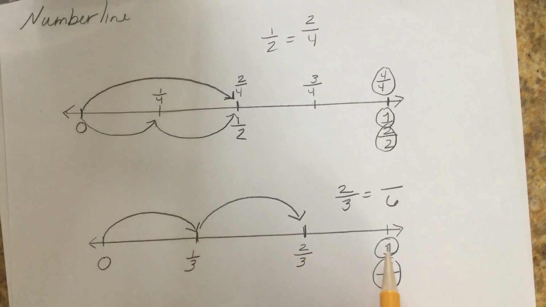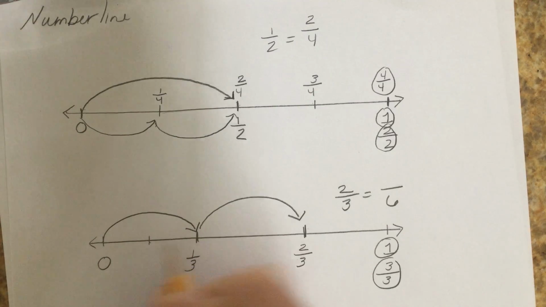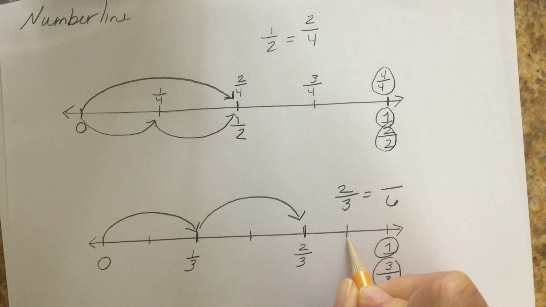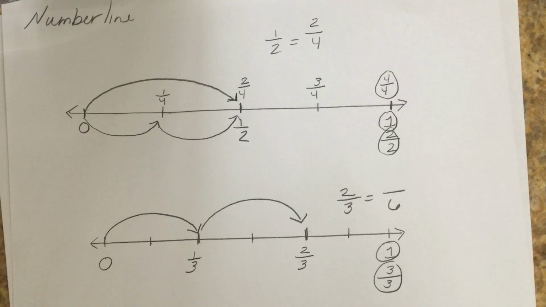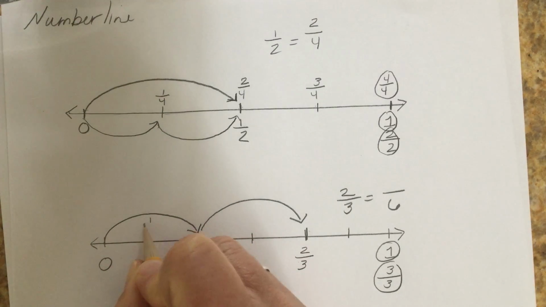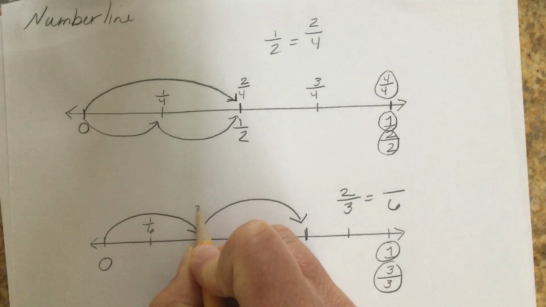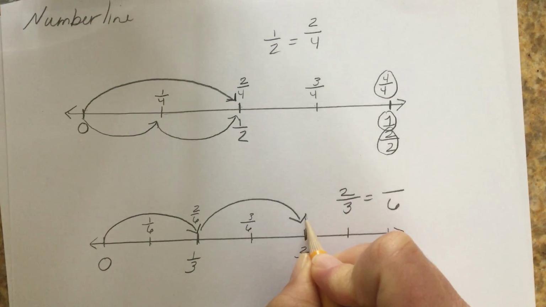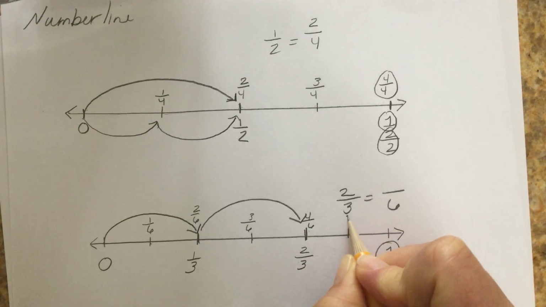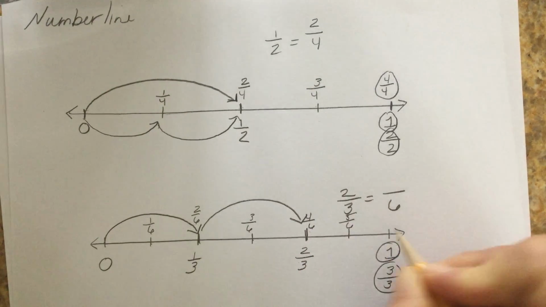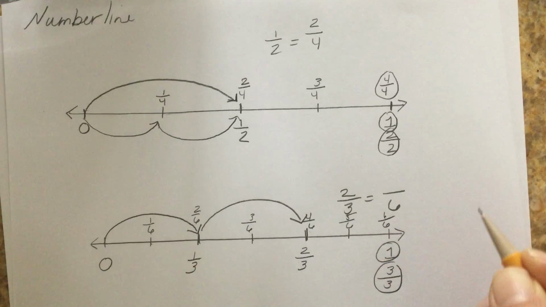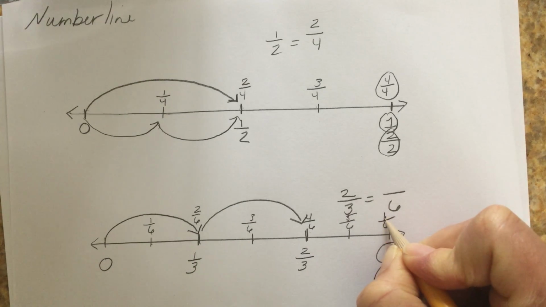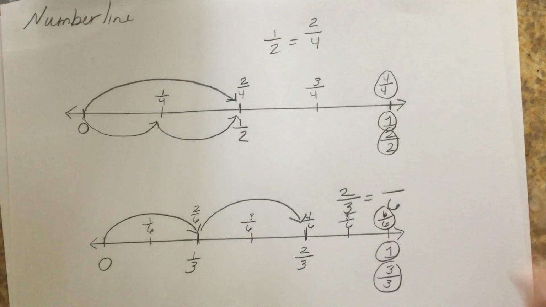So I'm going to start with my thirds and then split each of those into 2 equal parts, and I will now have my sixths. I'm going to label those. I've got 1/6, 2/6, 3/6, 4/6, 5/6, and 6/6. Oh, that 6 is pretty small there, which of course is 1 whole.